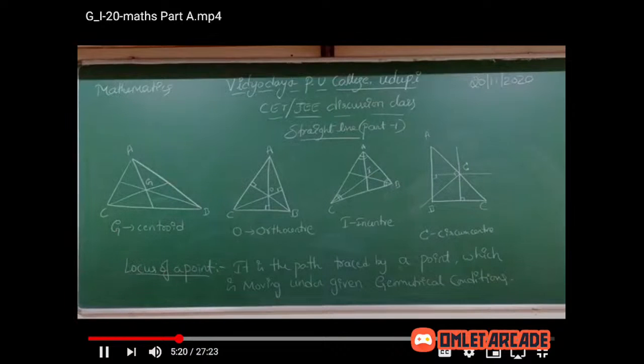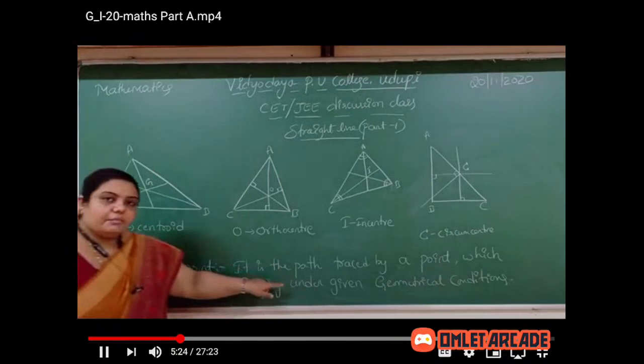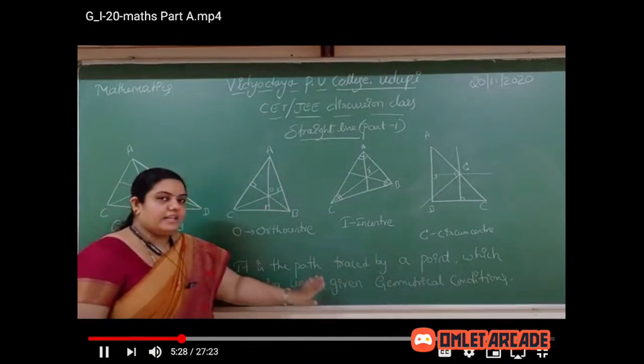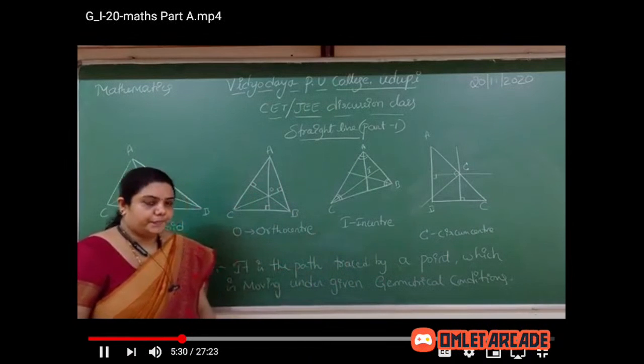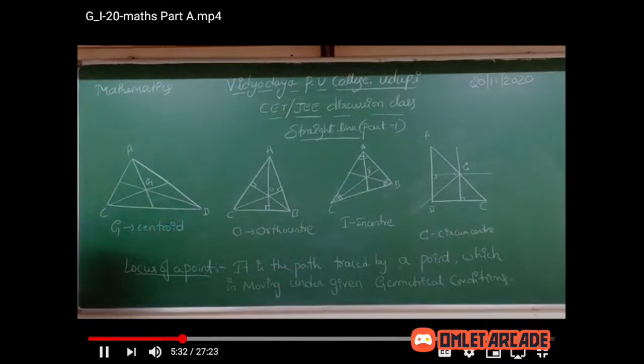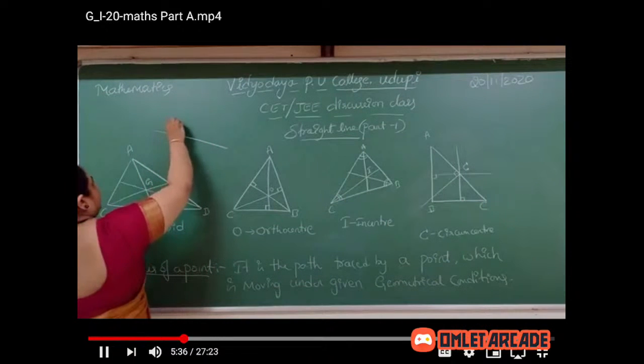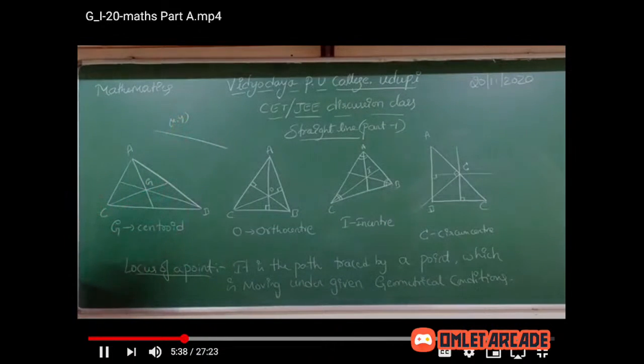Before that, we'll see the locus of a point. Definition of locus of a point. It is the path traced by a point which is moving under a given geometrical condition. I mean, if I take some line, students, imagine one point on the line.